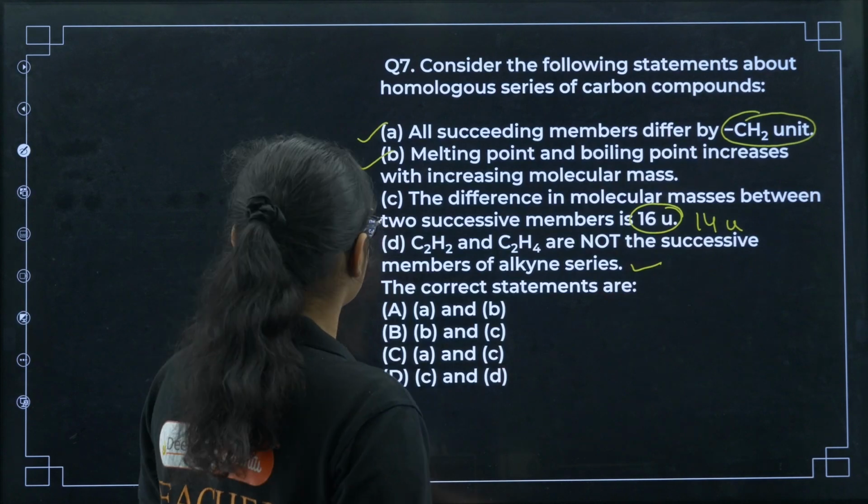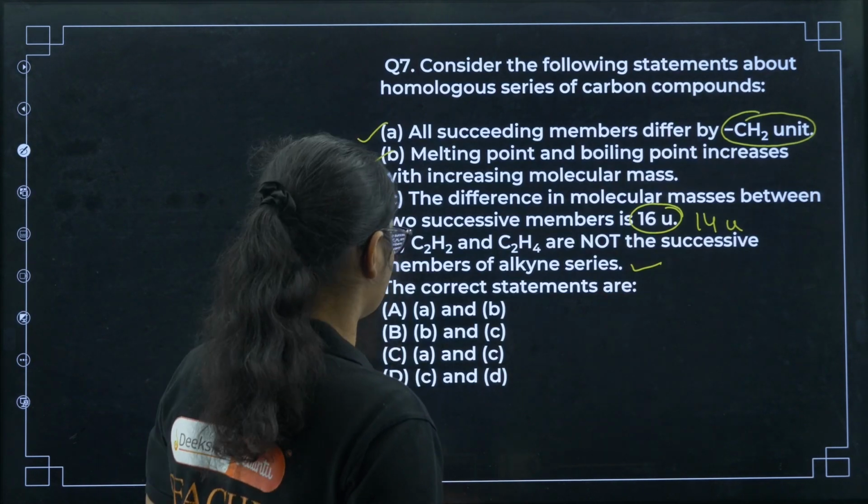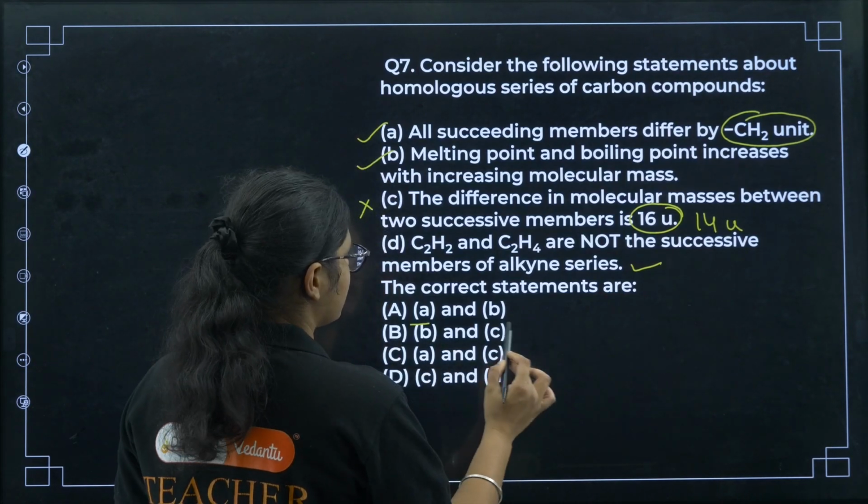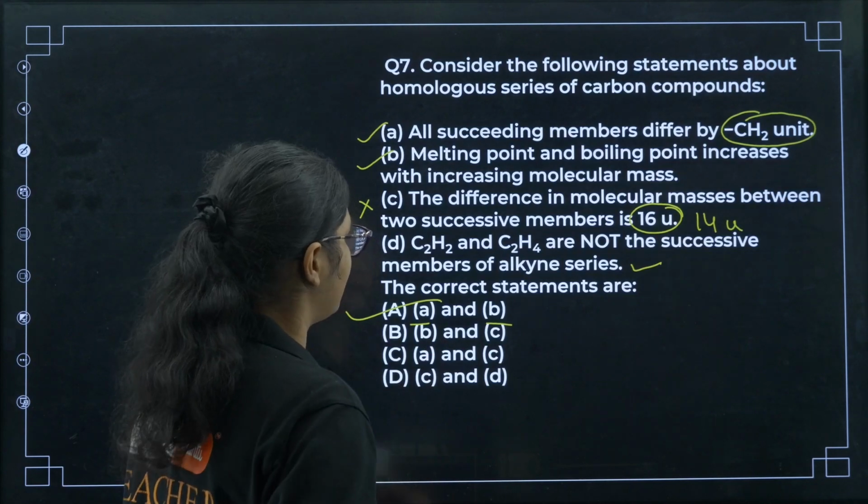So the correct statements are A, B, and D, but the A, B, D option is not there. So we'll select the most correct answer, that is A and B. Okay.